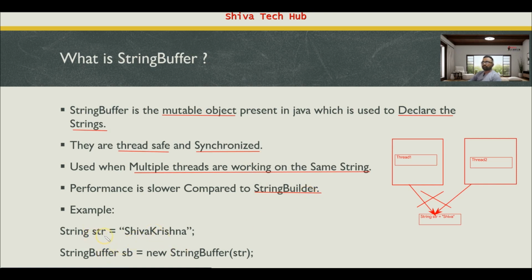So this is the syntax for how to create a string by using StringBuffer. First, you need to create a string by using the String class and store it in a variable. Then, in the next statement, we pass this str parameter into the StringBuffer class object. The object of that class is created as new StringBuffer, and you pass this string as a parameter to the StringBuffer class. This is how we create a string by using StringBuffer.